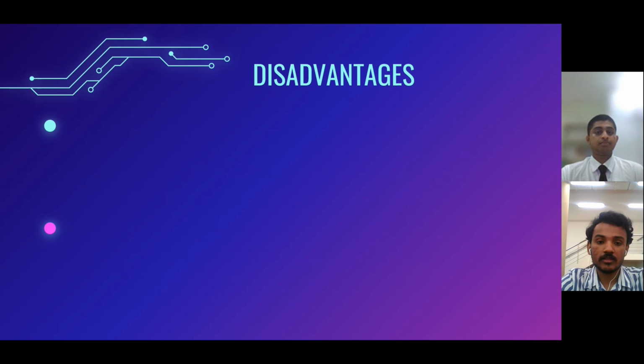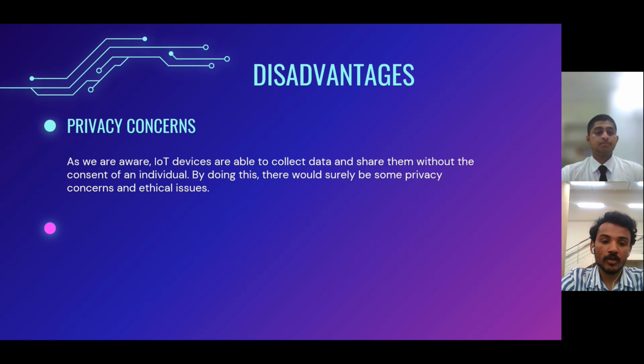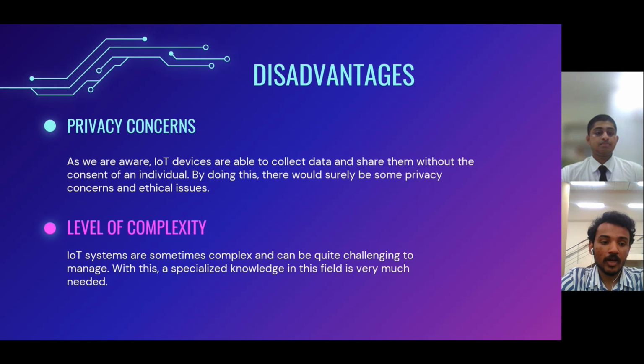As we all know, when there's something called advantages, there's also something called disadvantages. So we'll be looking at it now. Firstly, privacy concerns. As we are aware, IoT devices are able to collect data and share them without the consent of an individual. By doing this, there would surely be some privacy concerns and ethical issues. Next, the level of complexity. IoT systems are sometimes complex and can be quite challenging to manage. With this, specialized knowledge in this field is very much needed.